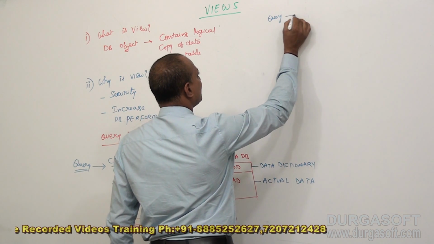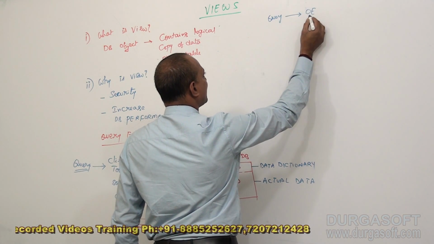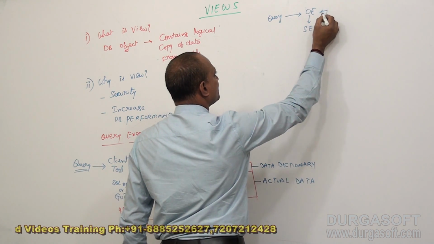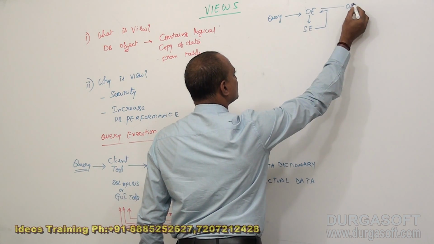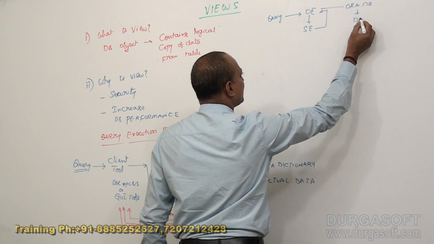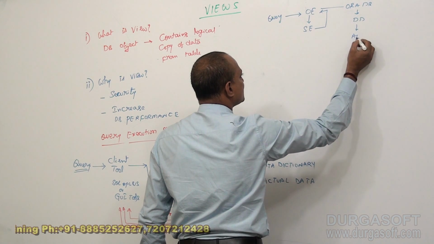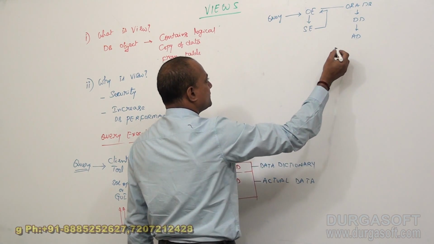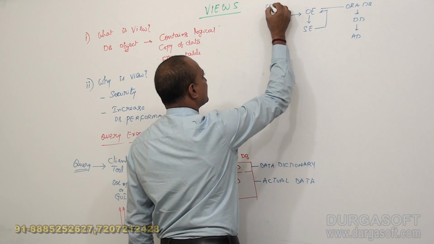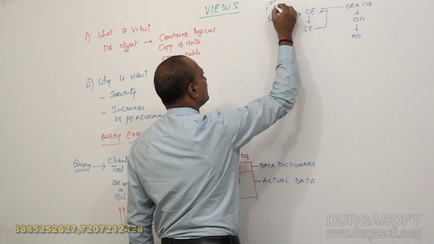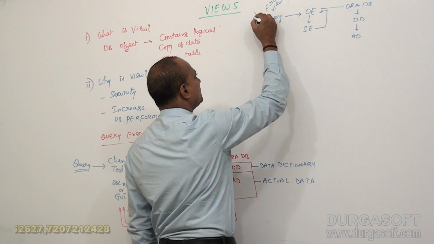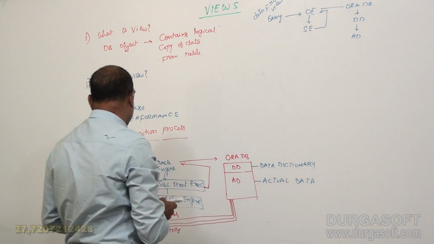This is a query submitted to the Oracle engine. From here the SQL engine goes back to the Oracle engine. This is the DB. I am repeating the same diagram here: the data dictionary, and under this, the actual data. So you are selecting data from the view. Remember that. You are writing a query to select data from the view. Here, data from the table.